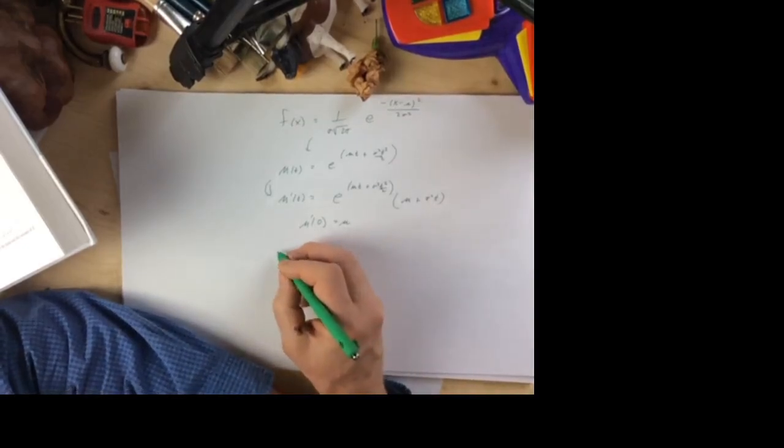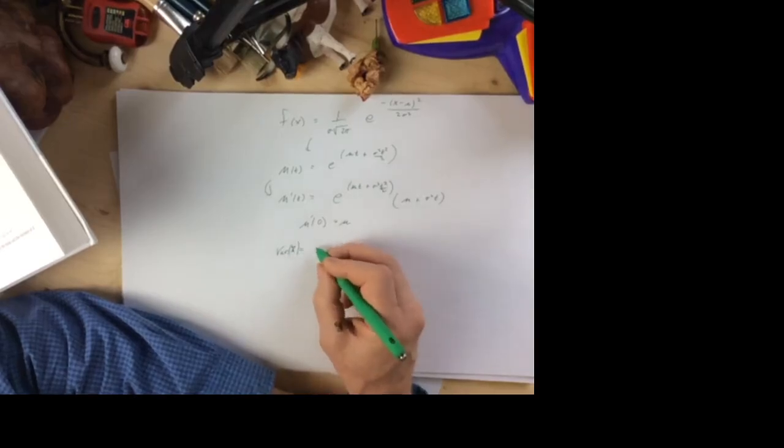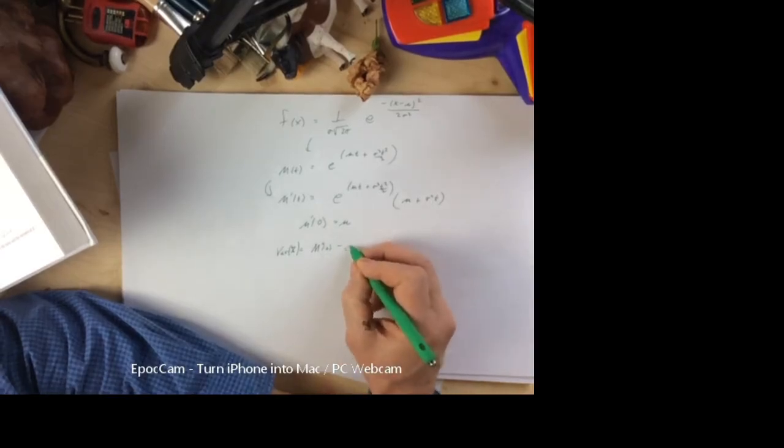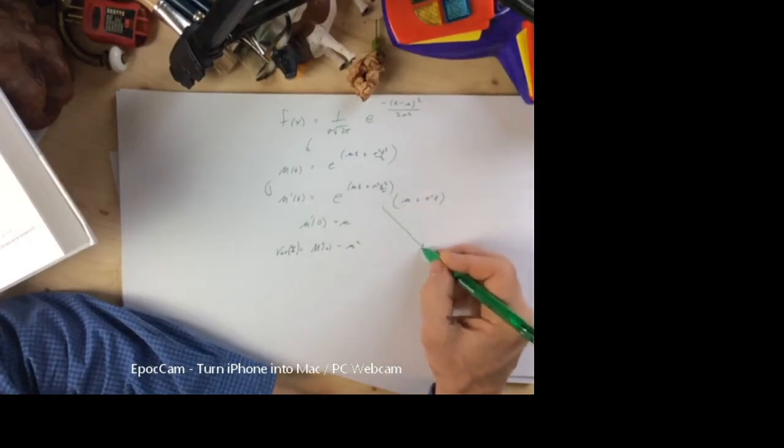Well, what's the variance then? Well, let's move forward. The variance is m double prime of 0 minus mu squared. So now we need to take the second derivative.